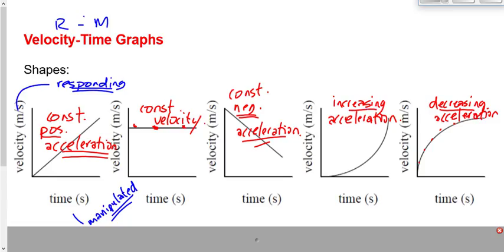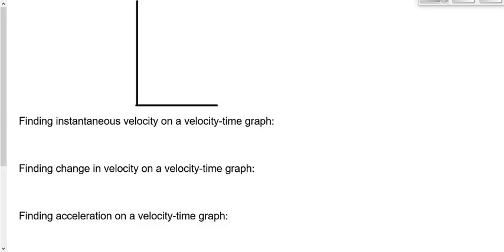All right, now how do I find things from this, like mathematically? How do I find values from a velocity time graph? Well, let's just draw a generic velocity time graph. Let's make it a straight line like this. To find the instantaneous velocity on a velocity time graph, remember instantaneous means the velocity at a specific moment in time.